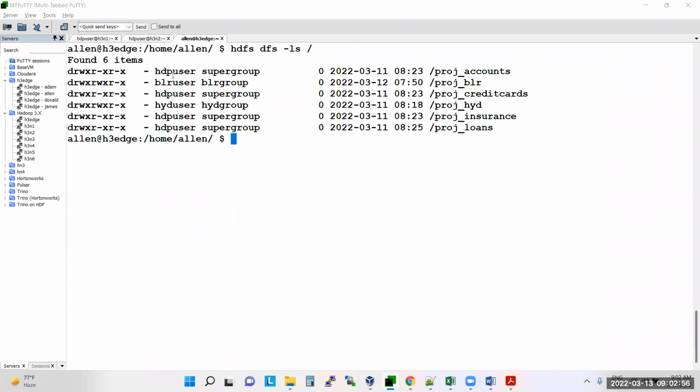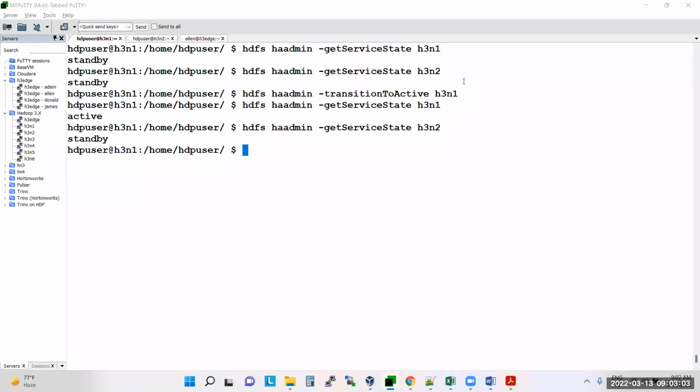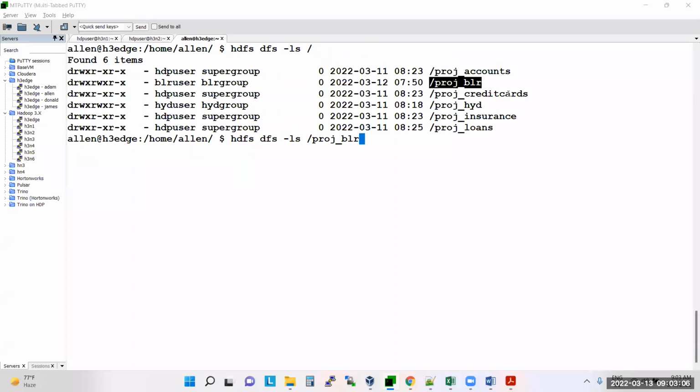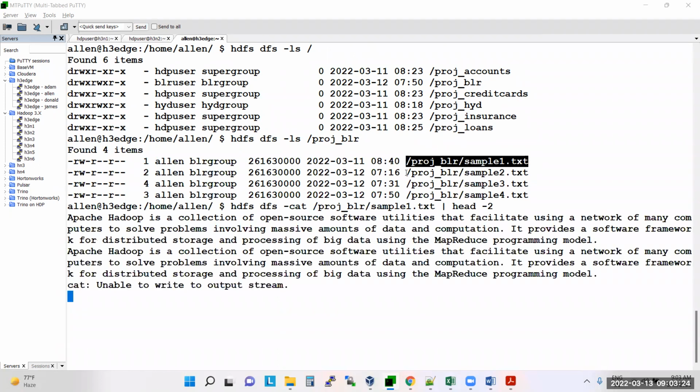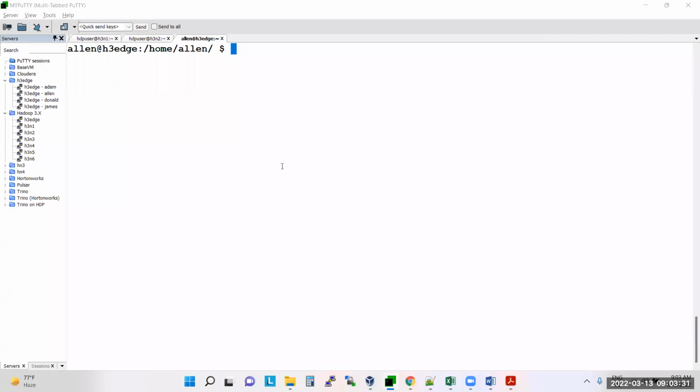Okay, so now I have an active name node. Any command you run, like hdfs dfs -ls, will show. You want to read a file, hdfs dfs -cat, or head -2 lines. Is it printing or not? Yes, sir. That means all the commands are working. But which name node is executing all the commands now? Name node 1, sir.